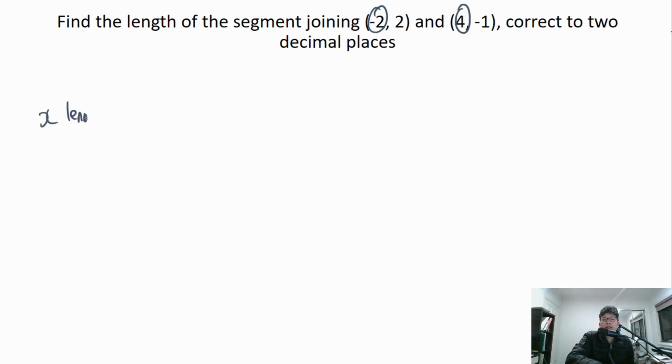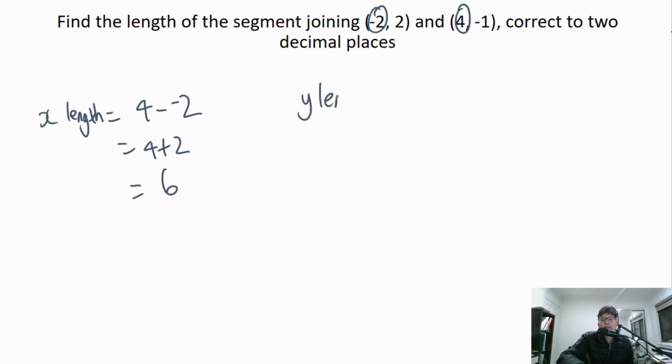So x length equals 4 minus -2. Two negatives are right next to each other, so that becomes 4 plus 2. So our length of x is 6. Now let's go to the y length.